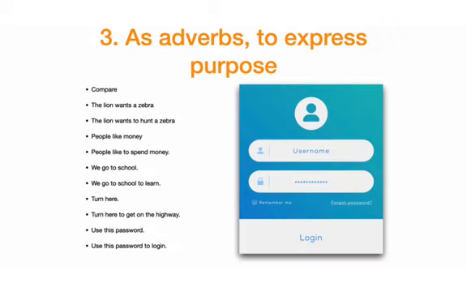3. As adverbs. To express purpose. Compare: The lion wants a zebra. The lion wants to hunt a zebra. People like money. People like to spend money. We go to school to learn. Turn here to get on the highway. Use this password to log in.